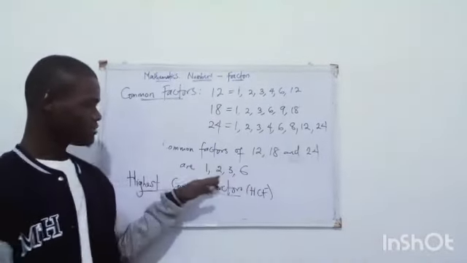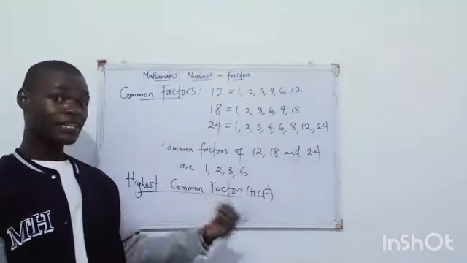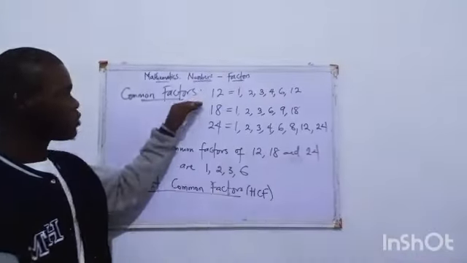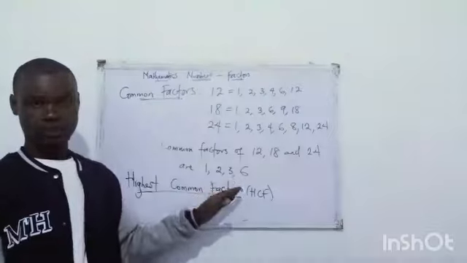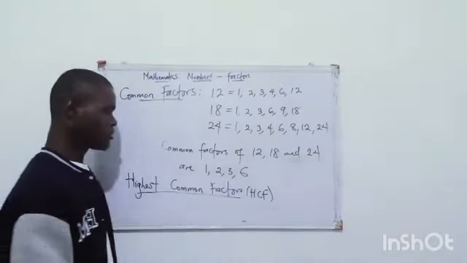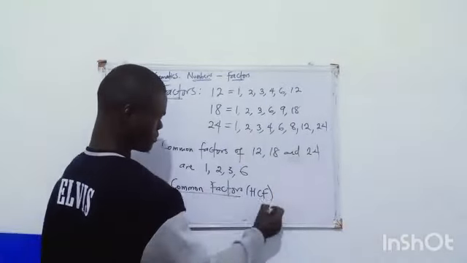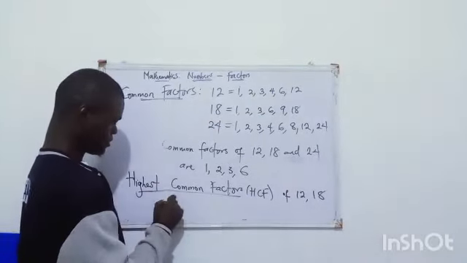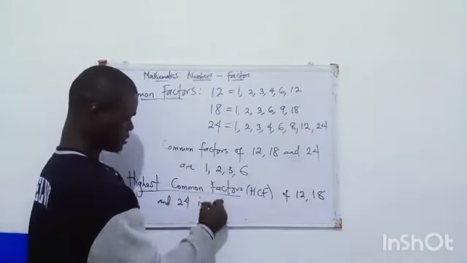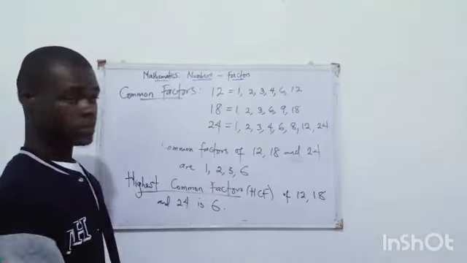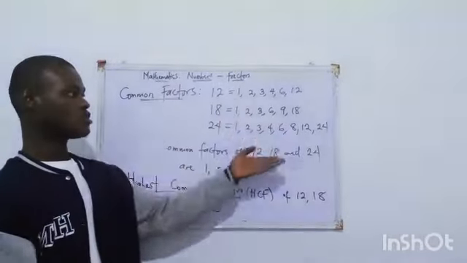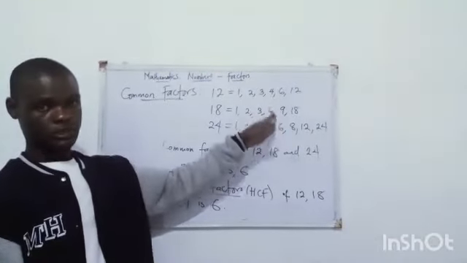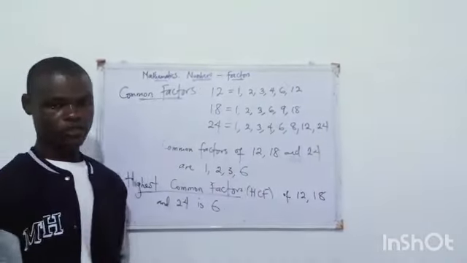So the common factors of these 3 numbers are 1, 2, 3, and 6. The highest of them, which is the biggest of them, happens to be 6. So the highest common factor of 12, 18, and 24 is what? 6. Okay? So it's very easy. Just write out all the factors of each of the numbers. Pick the biggest number that is common to all of them. The biggest number is what? 6. So that is highest common factor.